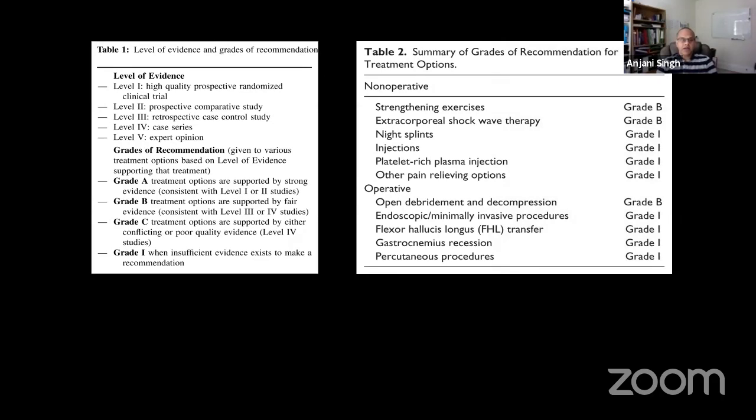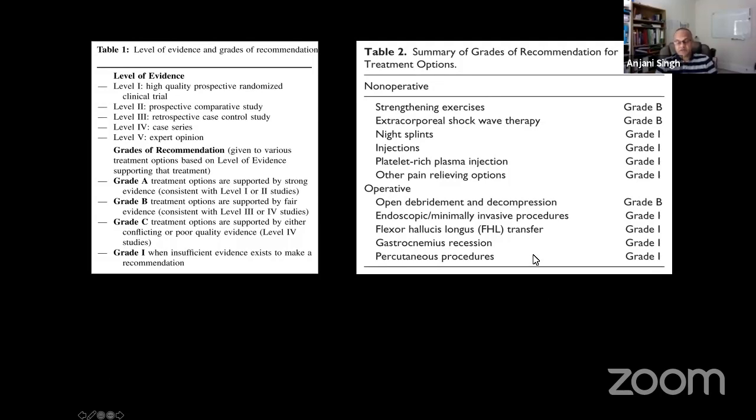So again, going on the recommendation which I showed you for the non-insertional, this is for the insertional one, and it shows you, again, the level of evidence on the left with the grading. As you see, non-operative strengthening exercise is grade B, supported by level 3 or 4 evidence. Night splints is grade I, which is insufficient evidence. Platelet plasma injections. And operative management is open debridement and decompression. That's the one we looked at, and that's got a grade B, which is a fair amount of consistent evidence with level 3 and 4 studies.